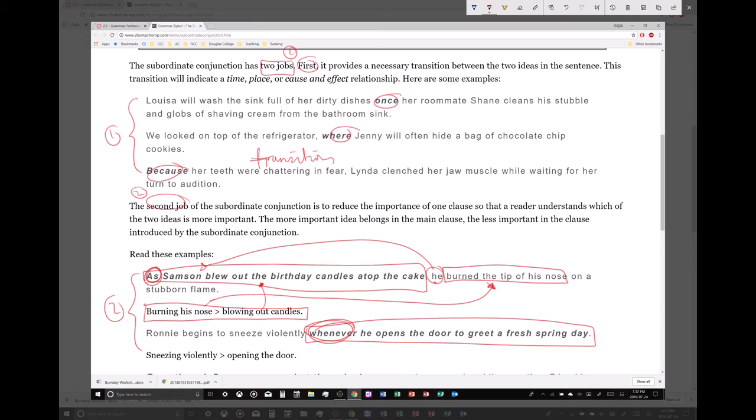Here you see Ronnie start sneezing when he tried to open the door, when he tries to open the door. So here it's not necessarily the order of the clauses that tells you which one is more important, but whether the clause has a subordinating conjunction. And when a clause has a subordinating conjunction, that's the less important one, because it's no longer an independent clause. It cannot be a sentence on its own.